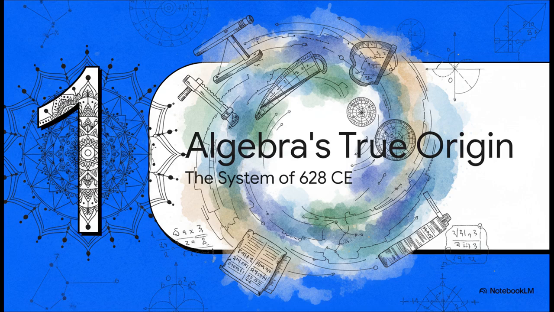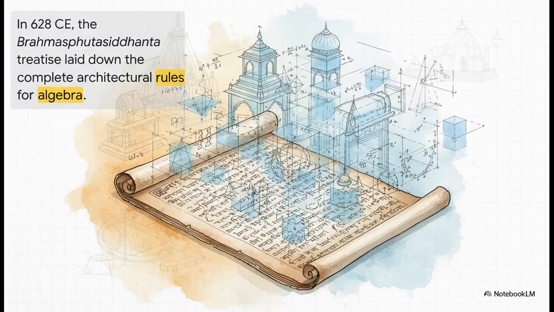To find the source code of modern algebra, we're not going to 17th century Europe or even 9th century Persia. No, we have to go all the way back to 7th century India and meet a genius named Brahmagupta. And get this, he wasn't just solving for x, he was building the entire system that makes solving for x even possible. It all centers on this one incredible text from the year 628 CE, the Brahma-Sphutta Siddhanta.